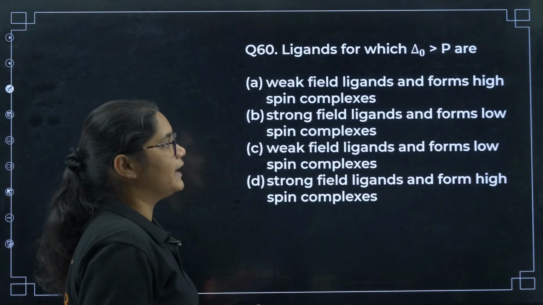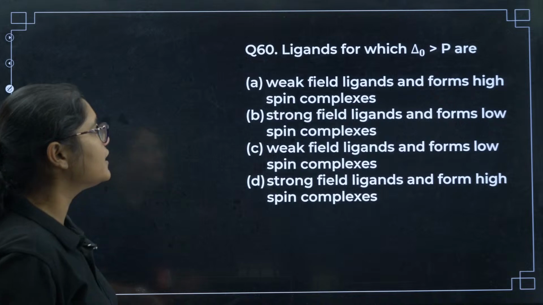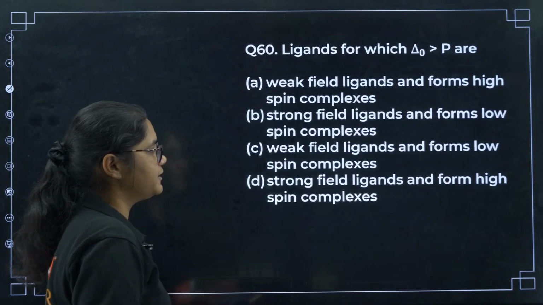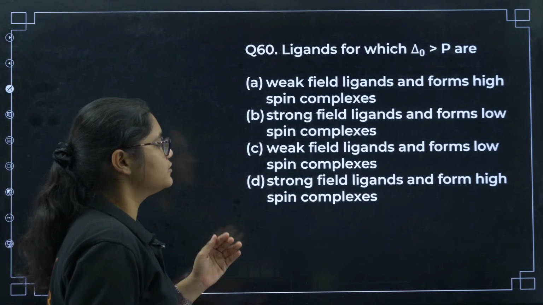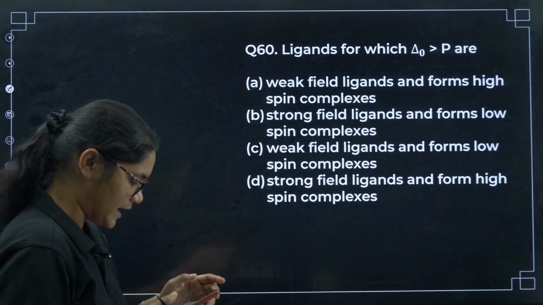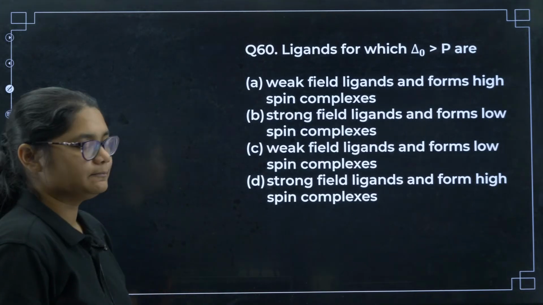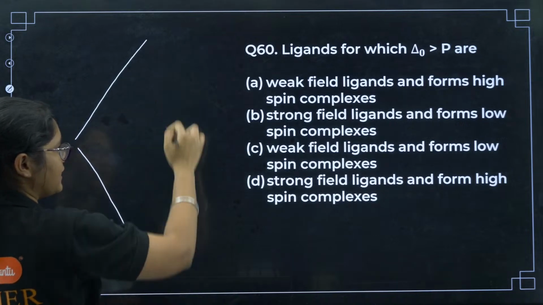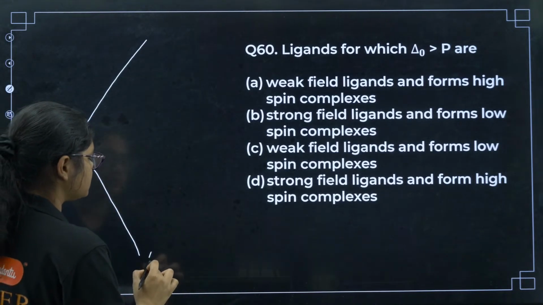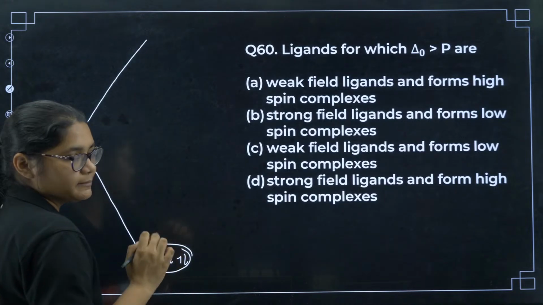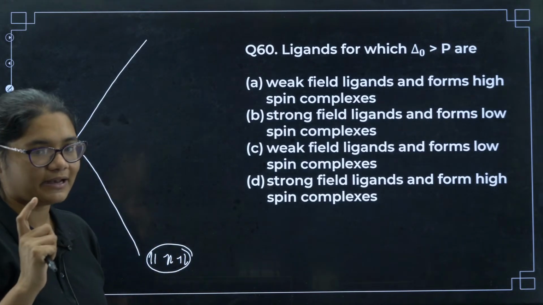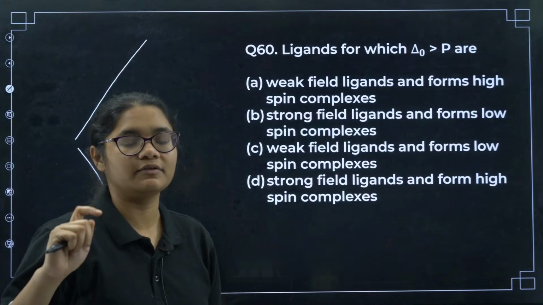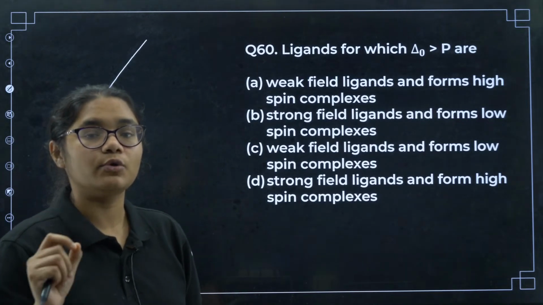Next, question number 60. Ligands for which delta O is greater than P are weak field ligands and form high spin complexes, strong field ligands and form low spin complexes, weak field ligands and form low spin complexes, or strong field ligands and form high spin complexes. If delta O is greater than P, that means the splitting is very high. So the electrons will start pairing, and the number of unpaired electrons will be less, which means the magnetic moment or the spin number will be less. So definitely it will form a low spin complex.